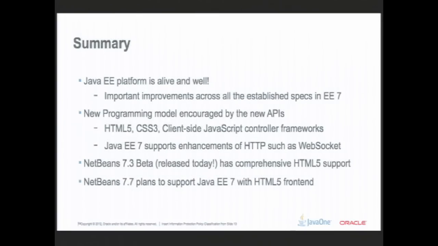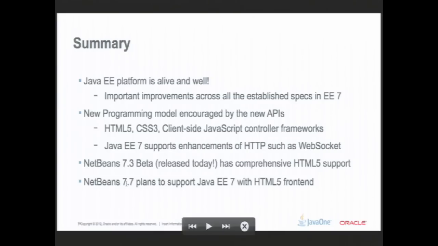And here's a quick summary. I think the Java EE platform is doing very well, and many more things are coming in EE7, which will make it even better for the current class of applications. Besides, there are some important improvements which encourage us to write a new class of applications, basically thin server apps or HTML5 apps or whatever we call them, through APIs like WebSocket. And these are all supported in NetBeans 7.3 beta, which was released today, so you can go get it now.